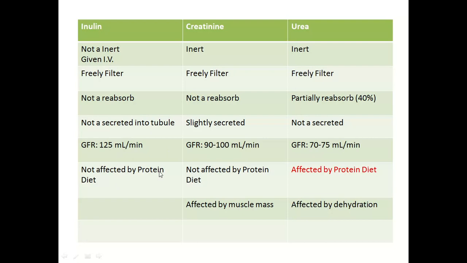Inulin is not affected by the protein diet. Creatinine is also not affected by the protein diet, but urea, remember, is affected by the protein diet because it is an end product of protein catabolism. Creatinine is affected by muscle mass because it is synthesized in the muscle from creatine phosphate. Urea is mainly reabsorbed in a dehydrated condition, so it is affected by dehydration. So those are some advantages and disadvantages of using the various clearance tests. The most commonly used is the creatinine clearance test.